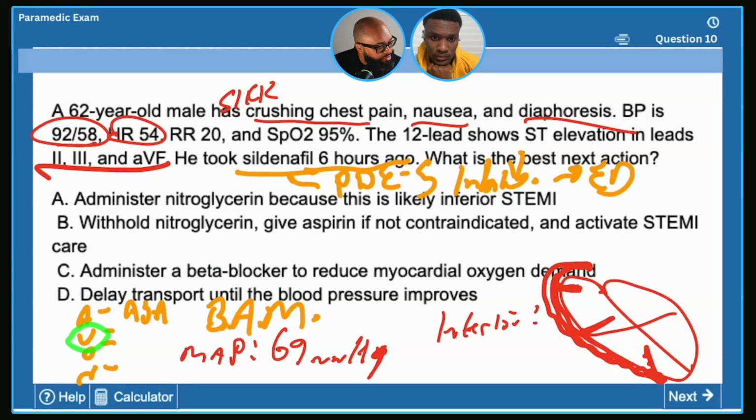Then we're going to get vital signs. We're going to give oxygen if necessary, like if they're showing signs of hypoxia or respiratory distress.